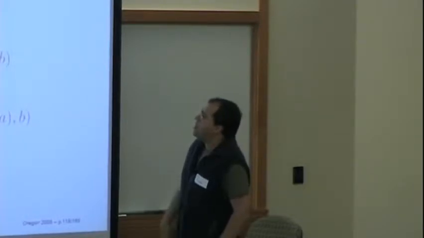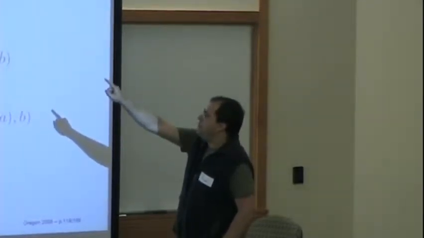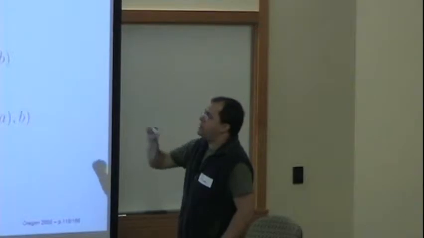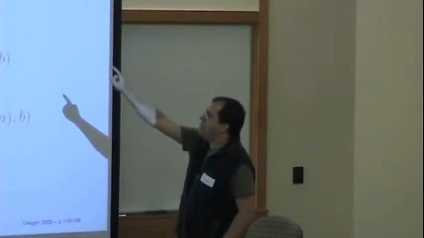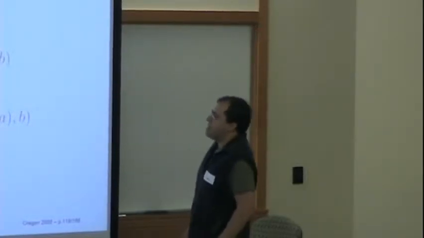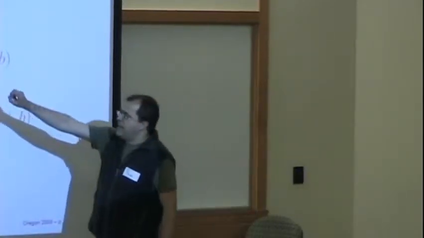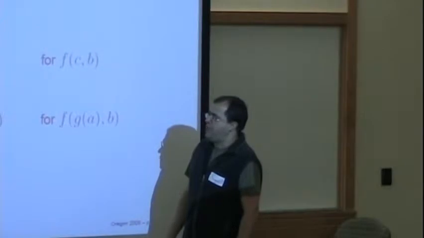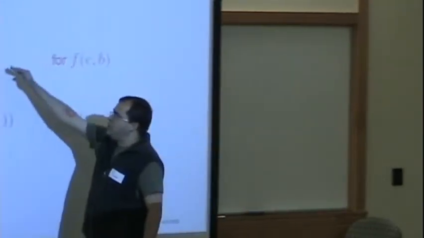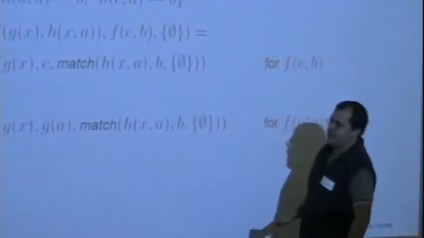Now, if we see F of C B, this equivalence class contains two elements, right? F of C B and F of G of A, B, right? In this way, I have to consider both of them, right? I'm going to have two recursive calls to match, and I'm going to do the union of the solutions from here and here.